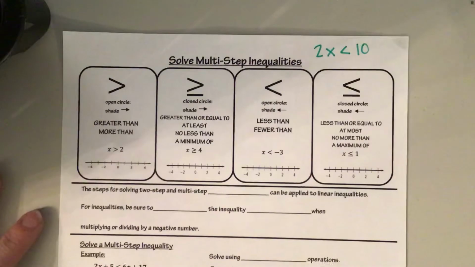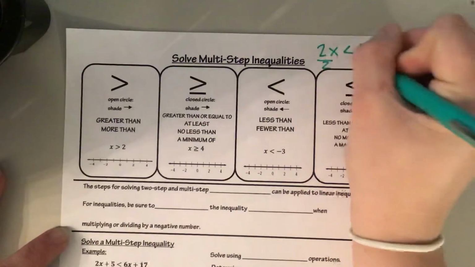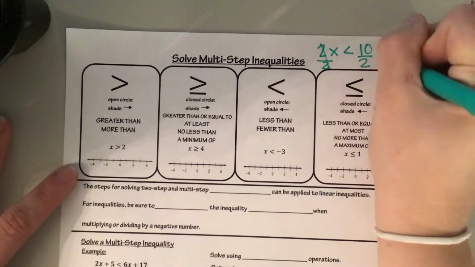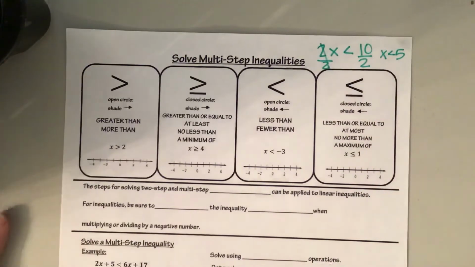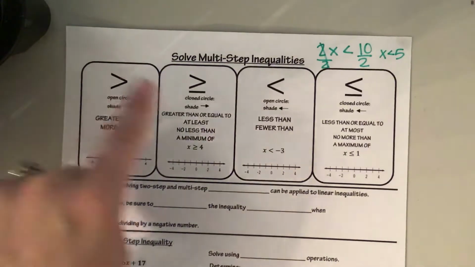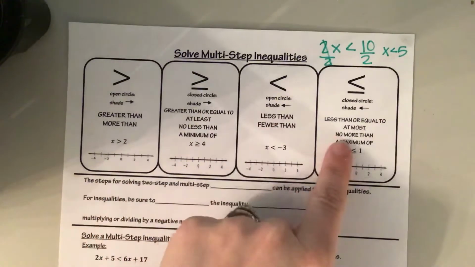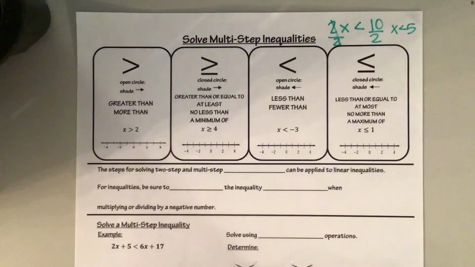Now, you would follow the normal steps of an equation to solve. So you would divide by 2 on both sides. That would cancel out, and you'd be left with x is less than 5. So it's very similar to an equation. You just replace the equal sign with a greater than sign, a greater than or equal to, a less than, or a less than or equal to sign. So let's look at a few problems and let's practice.